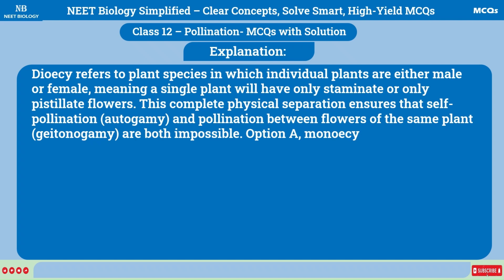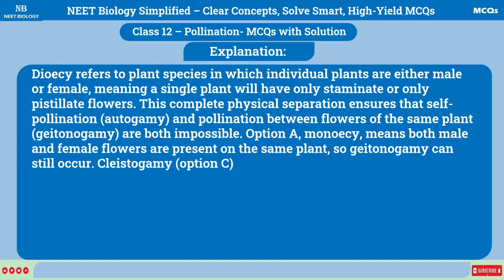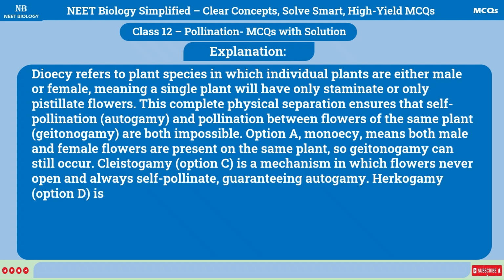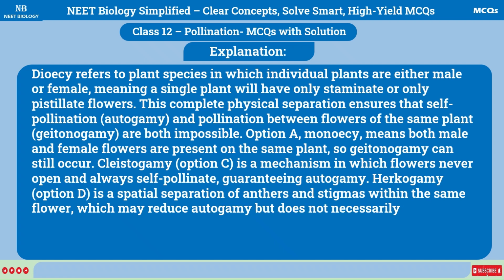Option A, monoecy, means both male and female flowers are present on the same plant, so geitonogamy can still occur. Cleistogamy, option C, is a mechanism in which flowers never open and always self-pollinate, guaranteeing autogamy. Herkogamy, option D, is a spatial separation of anthers and stigmas within the same flower, which may reduce autogamy but does not necessarily prevent geitonogamy.